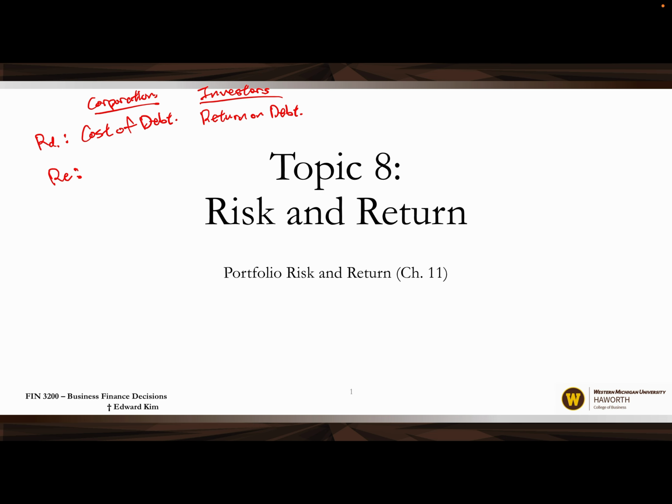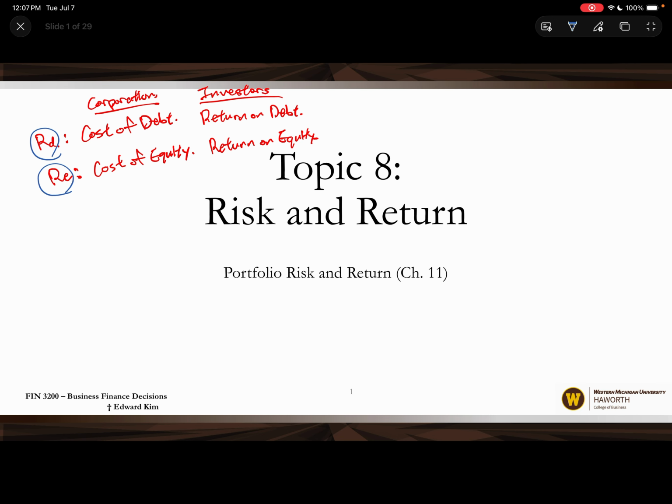Same thing with RE. It can be described as the cost of equity financing from the firm's perspective, but from the investor's perspective, who's providing this capital, it's their return on the equity investment, return on equity. So we're describing the same thing, the rates at which these transactions take place.